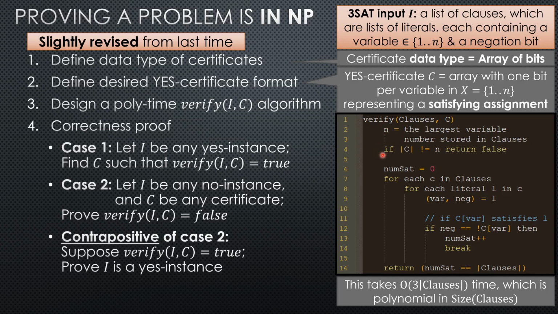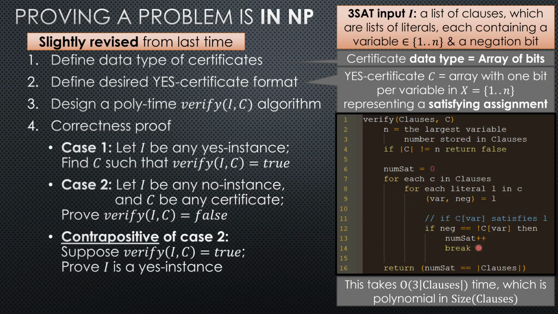Constant time at line 4, constant time at line 6, in all the iterations of the inner loop over all of the iterations of the outer loop. Like, how many times is the innermost block of code executed over all the iterations of both outer loops? Well, the total will be 3 times the number of clauses, or less, because we might break out early.